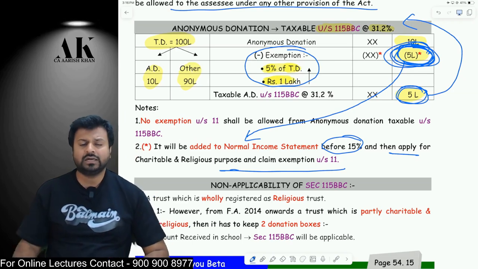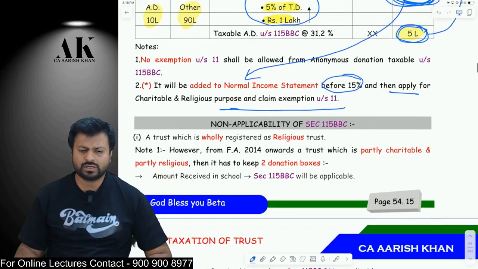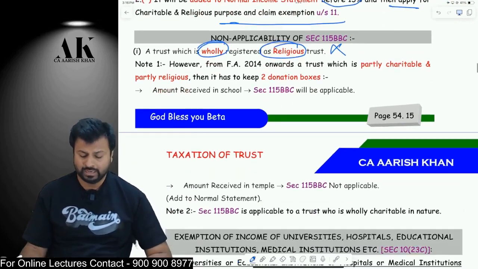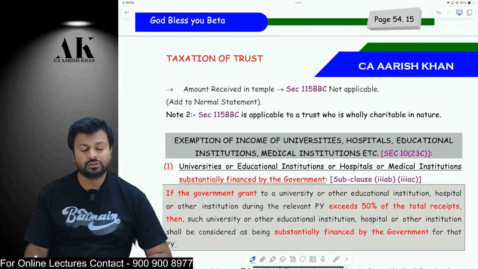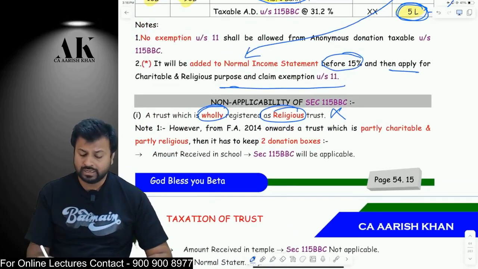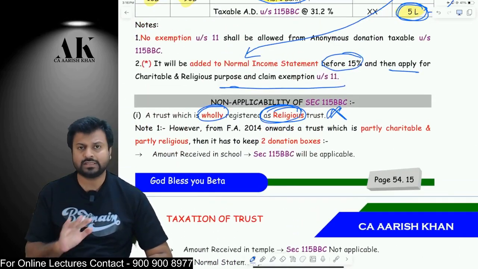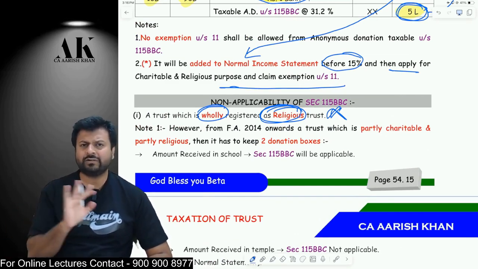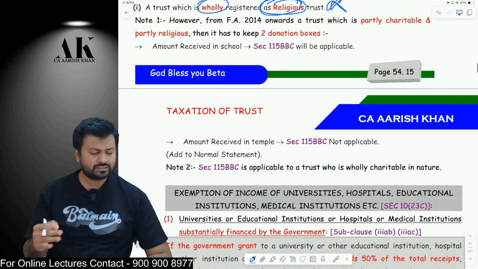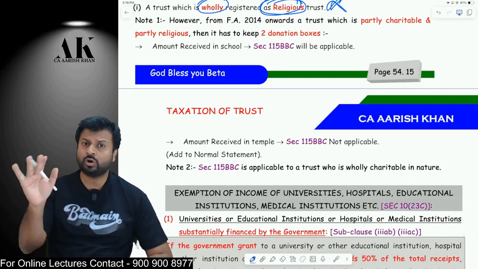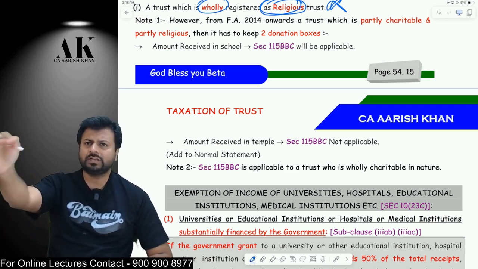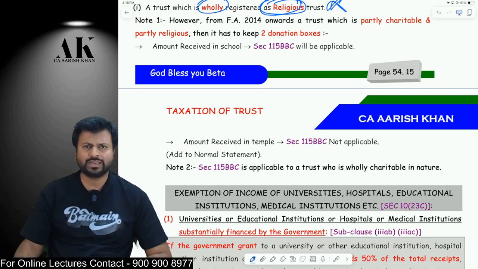Okay. Now, 115BBC is not applicable to certain people. If you are a wholly religious trust, then 115BBC is not applicable. Sorry, I said it wrongly, I said the opposite. If you are completely religious, 100% religious, only religious, 115BBC is not applicable. In that case, whatever donation you receive will be treated as a normal donation. It is not exempt. It will be treated as a voluntary donation. Add to the income statement, less 15%, apply the money, and then you can get the exemption.